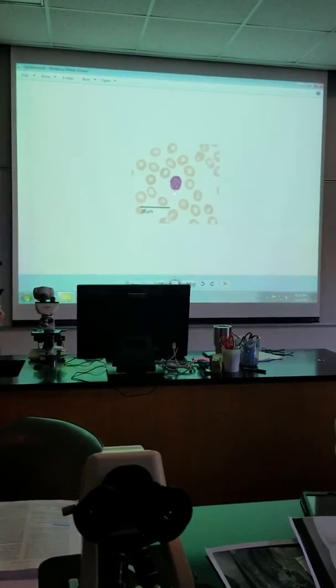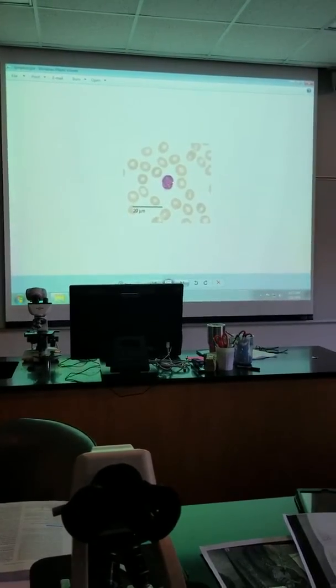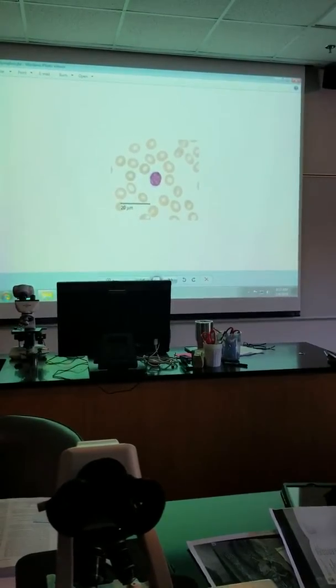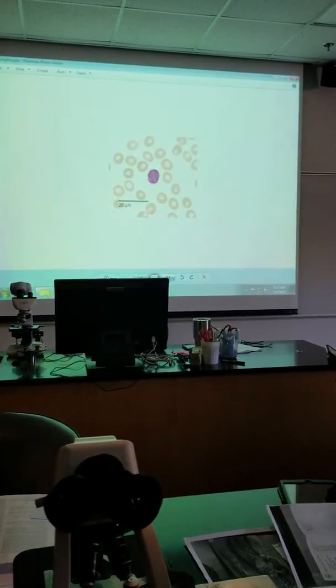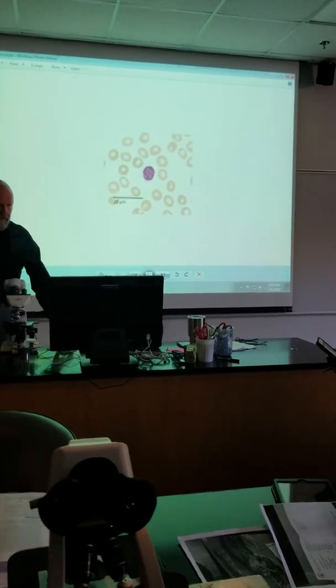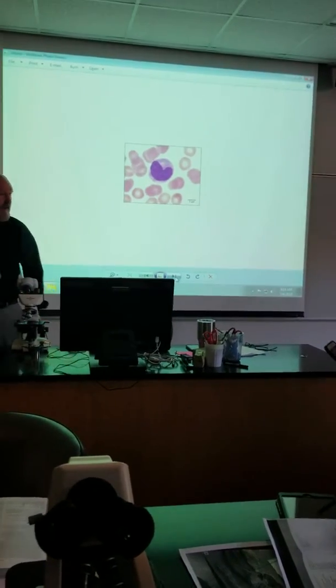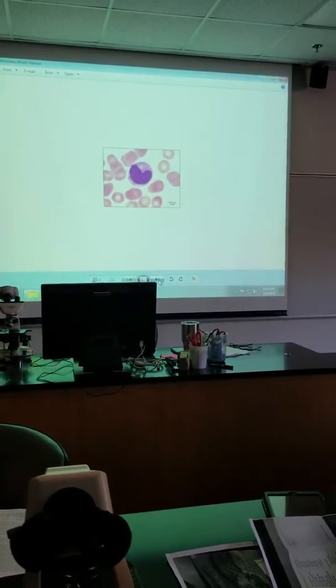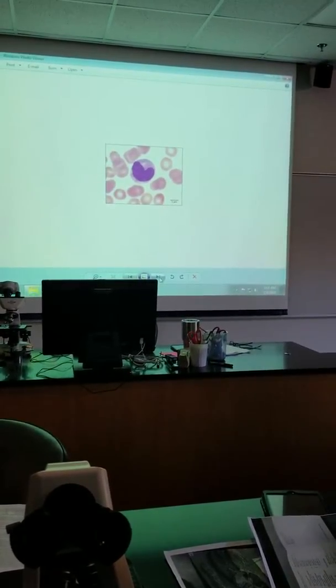What's this one? It's a lymphocyte. Yep, the nucleus takes up almost the whole thing, like an eclipse, like you said yesterday. That's what I always think about when I see it. You know all about lymphocytes now. What's this one? Monocyte. Yeah, it's got a big bean-shaped nucleus, and then it doesn't have the stained granules in there.